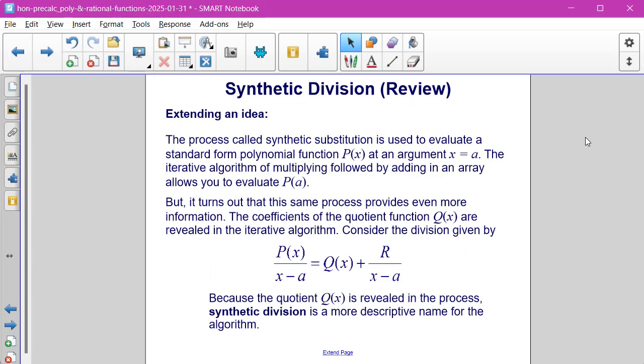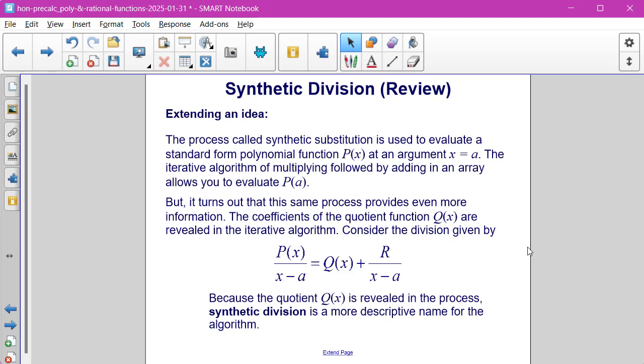Now let's extend an idea. The process called synthetic substitution is used to evaluate a standard form polynomial function p of x at an argument x equals a. The iterative algorithm of multiplying followed by adding in an array allows you to evaluate our function p at the value a. But it turns out that the same process provides even more information. The coefficients of the quotient function q of x are revealed in the iterative algorithm.